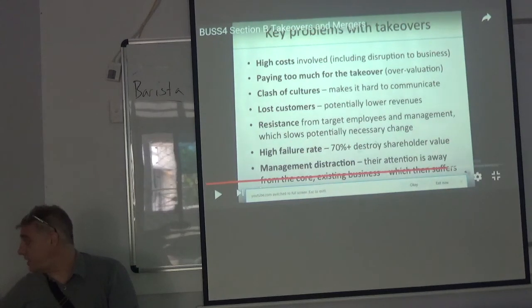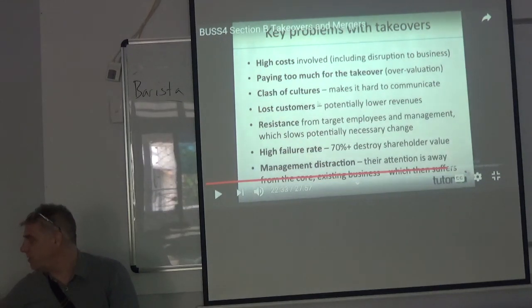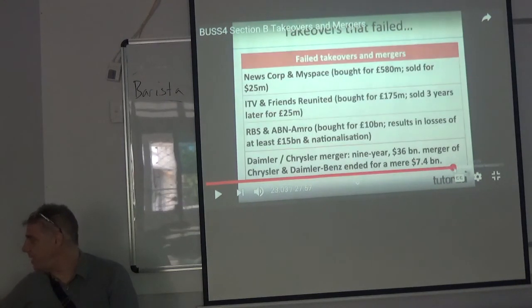Shareholder resistance can happen due to the risk involved with these kinds of takeovers. And management will definitely, for a little bit, have their attention taken away from the core, which can suffer from that. So there are failed takeovers. MySpace, we didn't do anything to improve it.